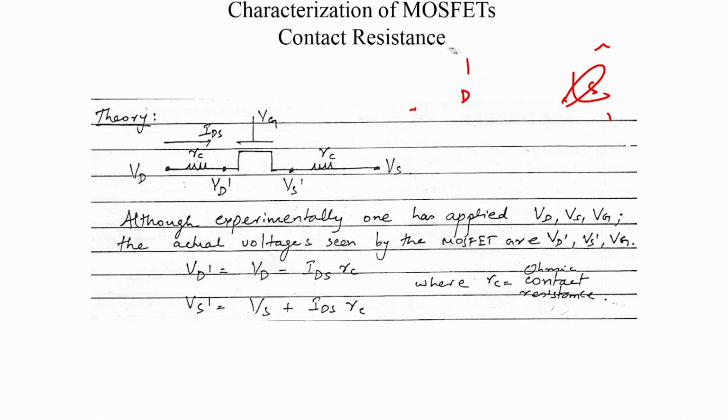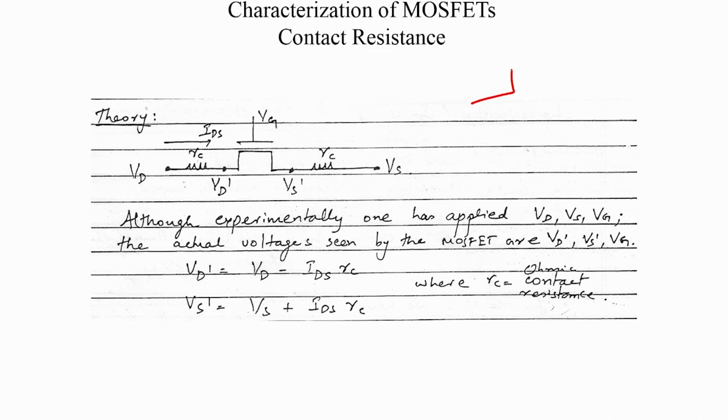So, this is a very notorious problem. Any student who is trying to fabricate transistors will experience problems with regards to contact resistance, and it can end up with the transistors showing very poor performance. Now, how do we extract this? So, first let us go to the theory of the extraction.